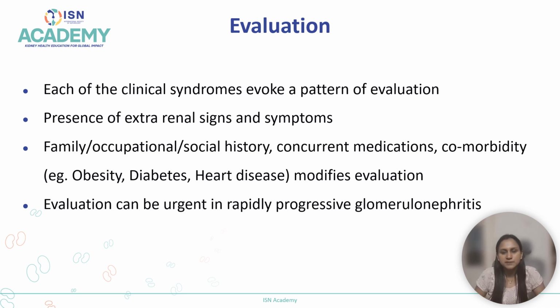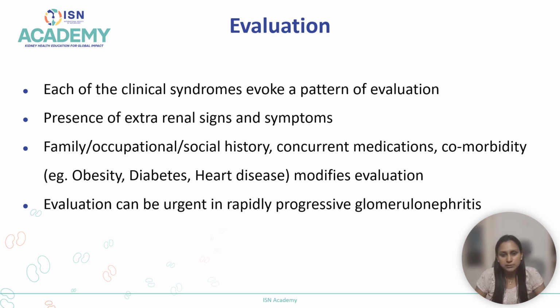The clinical syndromes give us a clue to the pattern of evaluation. Presence of extrarenal signs and symptoms are usually suggestive of secondary renal disease rather than primary glomerular diseases. Family history, occupational, social history, intake of concurrent medications and comorbidities are important in evaluation. Like, for example, someone with Alport syndrome may have a family history. Someone with an occupational exposure to silica may be at higher risk for ANCA-associated vasculitis or anti-GBM disease. Consumption of alternate forms of medications may put the patient at a higher risk for membranous nephropathy and so on.